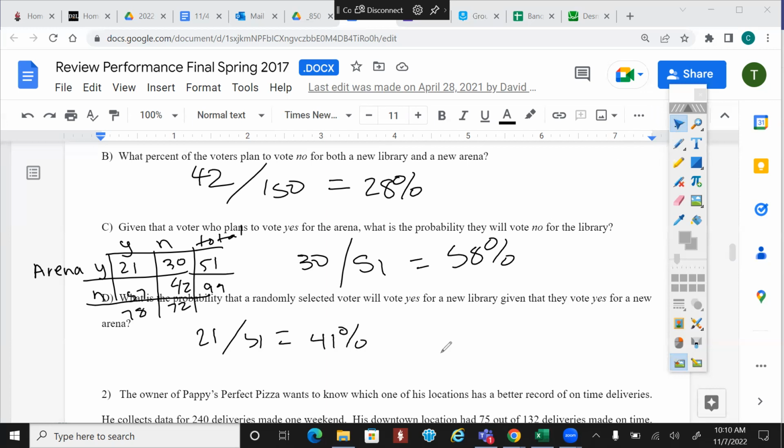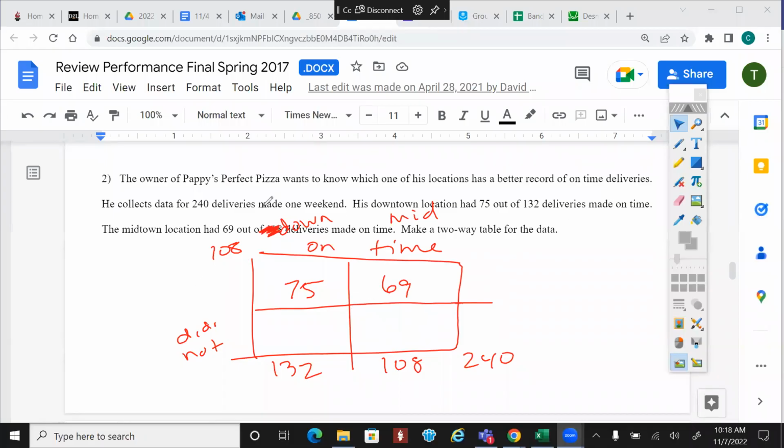All right, go ahead and take a moment and look at number 2. You're going to create a two-way table from that scenario. Okay, for some reason they had these numbers wrong. So just make this 108. I'm sorry, it shouldn't be 118. It was like 10 over. I'm so sorry. Okay, so you should have one column for downtown, one column for midtown, and then on time, and then did not make it on time.